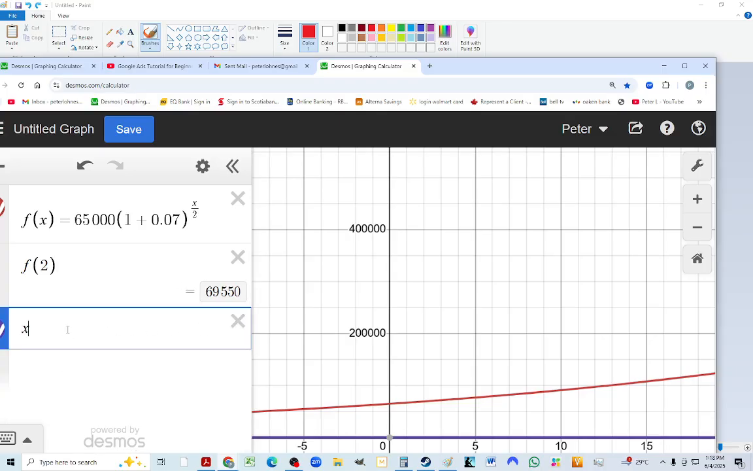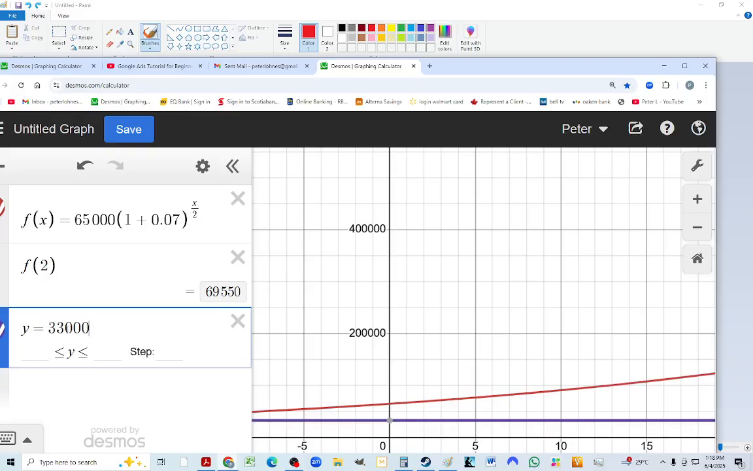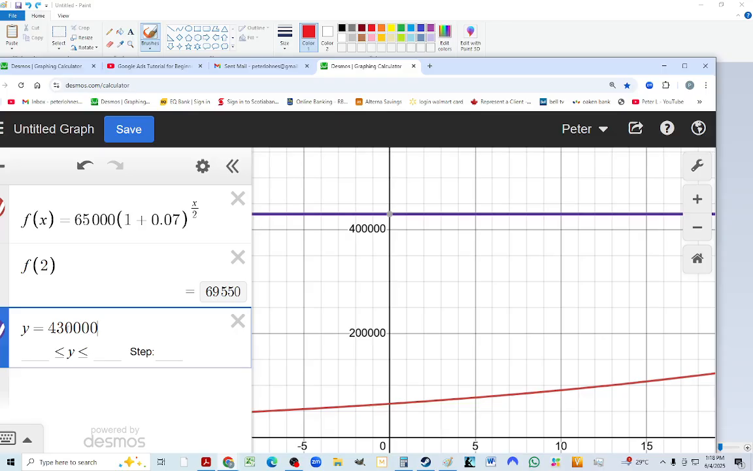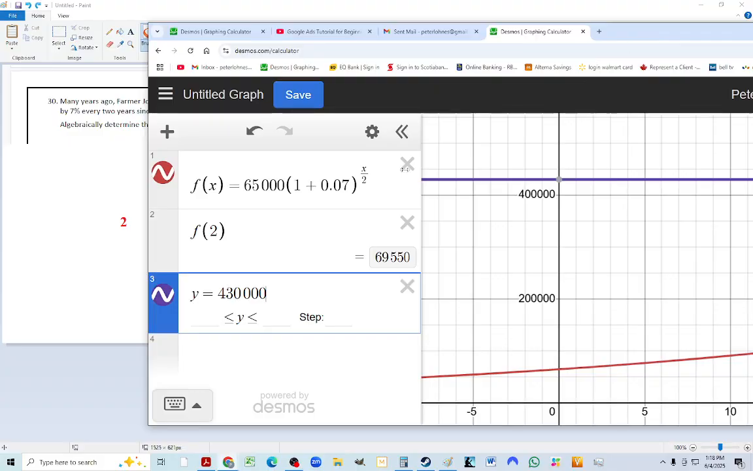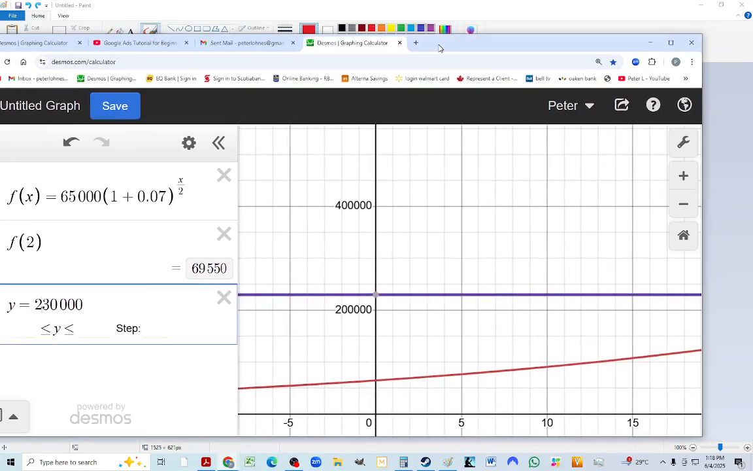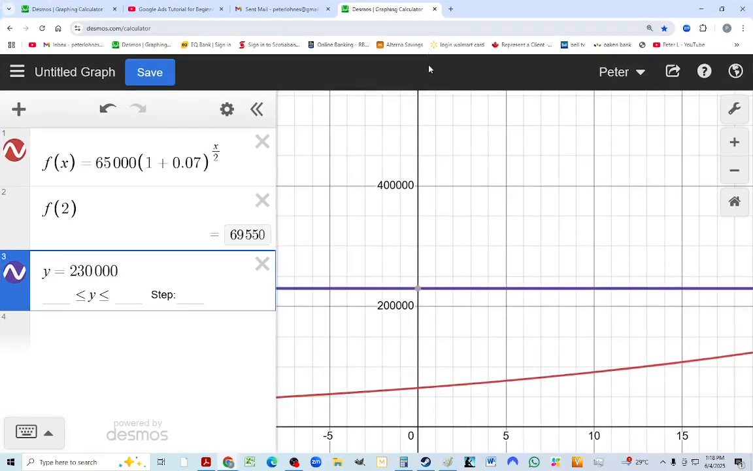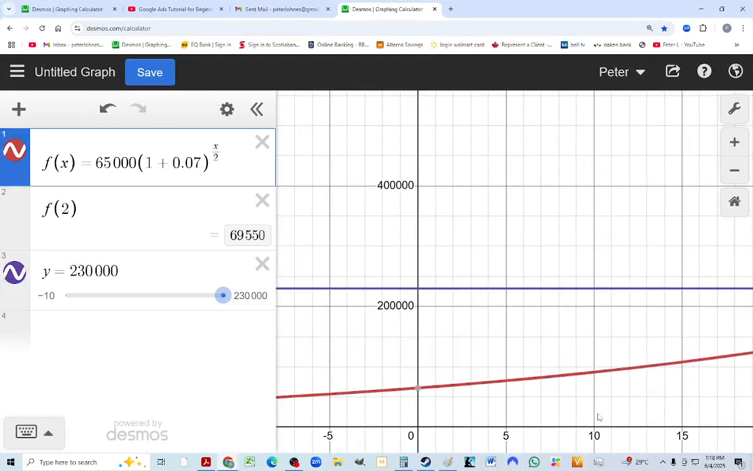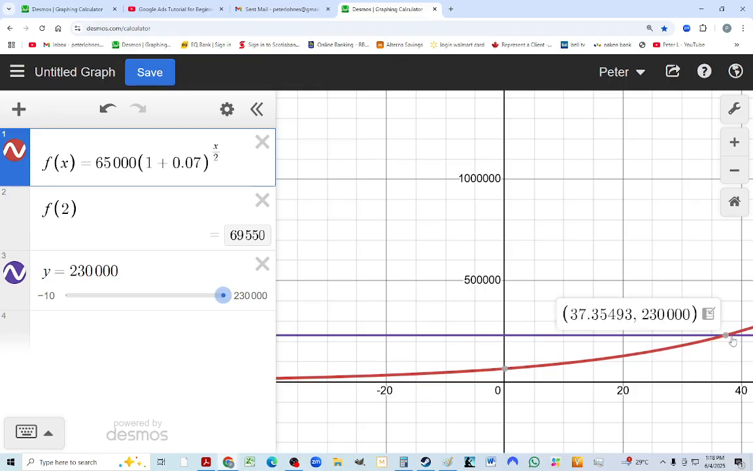And you can then say, well, when is it worth 330,000 or whatever they were interested in? 430,000. We're interested in 230,000. And then you can just see where it crosses the graph. And you can see you got the 37.1535, which was the corrected answer we got.